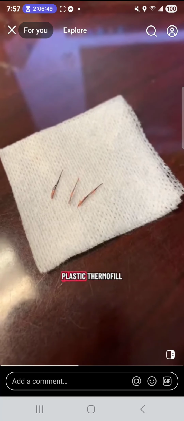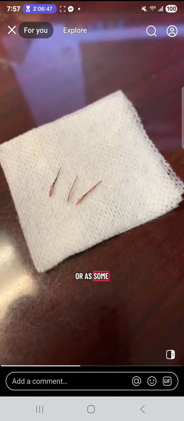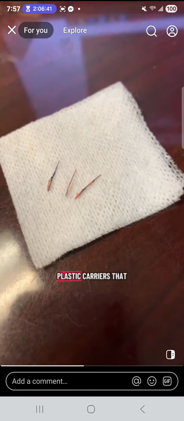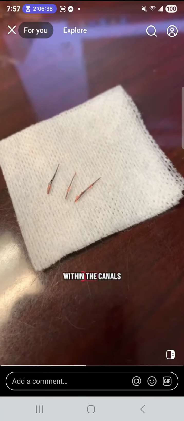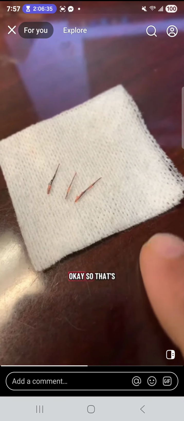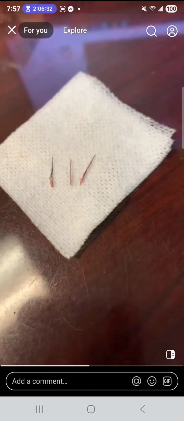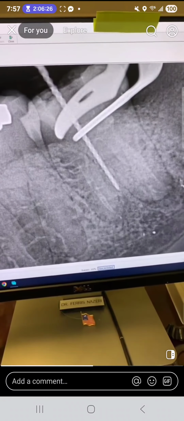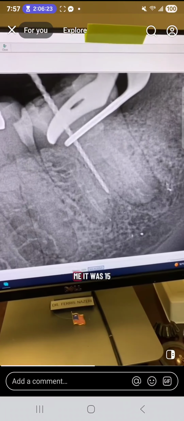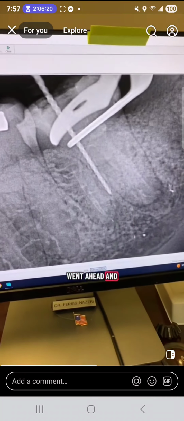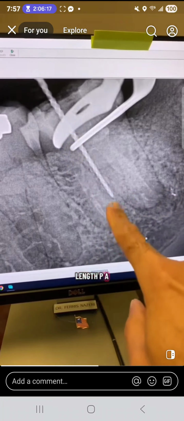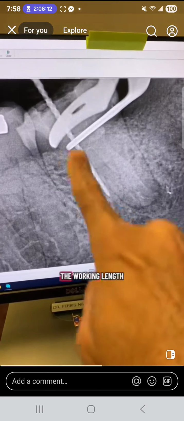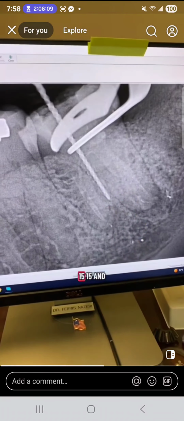These are the plastic thermofill, or as some endodontists call it, thermofilth, plastic carriers that I removed from within the canals. Okay, so that's them. To confirm the working length of the mesiolingual canal, because my apex locator was telling me it was 15, we just went ahead and did a working length PA, and you can see that the apex locator was correct, and the working length was indeed 15.5 millimeters.